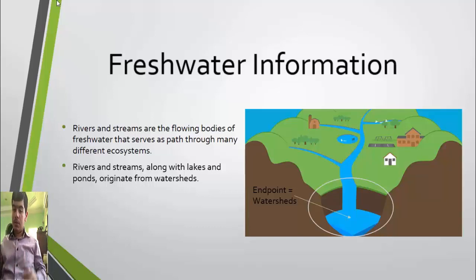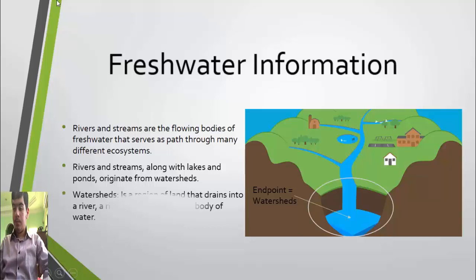It flows. So it comes from here, from here, and here, all in one. Then it ends up here. There is the collection of the water. So that's what we call watershed. So this is the definition of watershed: a region of land that drains into a river system or another body of water. So this is the system of the fresh water.